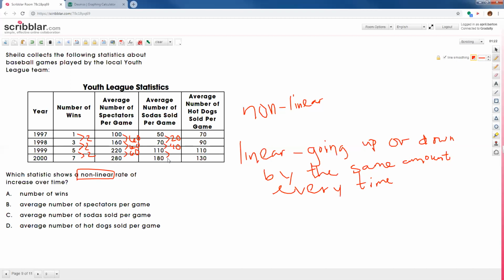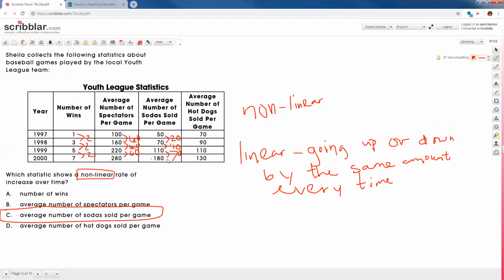How about the 110 to 180? How much are we going up the third time? 70. 70. So this one is nonlinear because it's not going up by the same amount. It went up by 20, then up by 40, then up by 70. It's got to be the same amount every time.